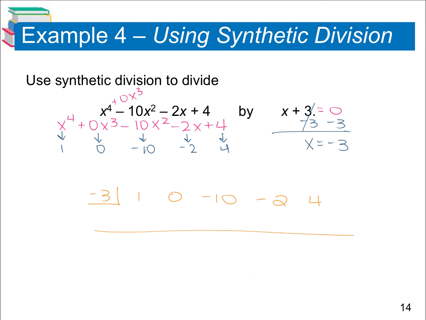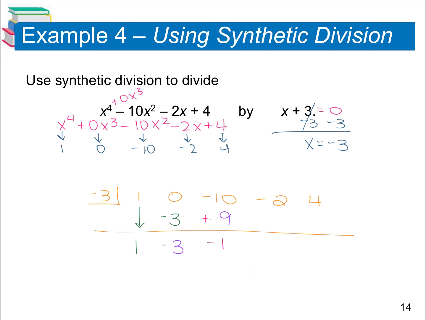Now you can start. Pull the first term down, which is the 1. 1 times -3, the number on the outside, is -3. You put that underneath the 0 and add them. 0 minus 3 is -3. From here, multiply your -3 with the -3 on the outside. -3 times -3 is positive 9. Add the -10 with the 9. That gives you -1.